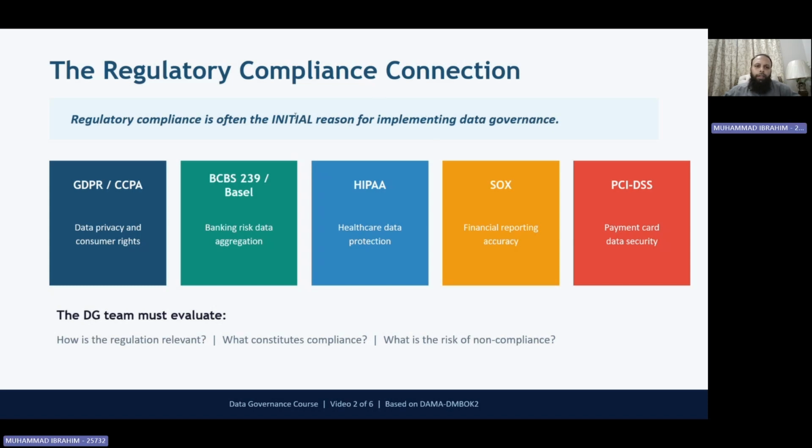Here is the practical key takeaway. If you are trying to get executive buy-in for a governance program and the data as an asset argument is not landing, try the compliance argument. Ask your leadership, can we demonstrate to regulators exactly where our reported data comes from?